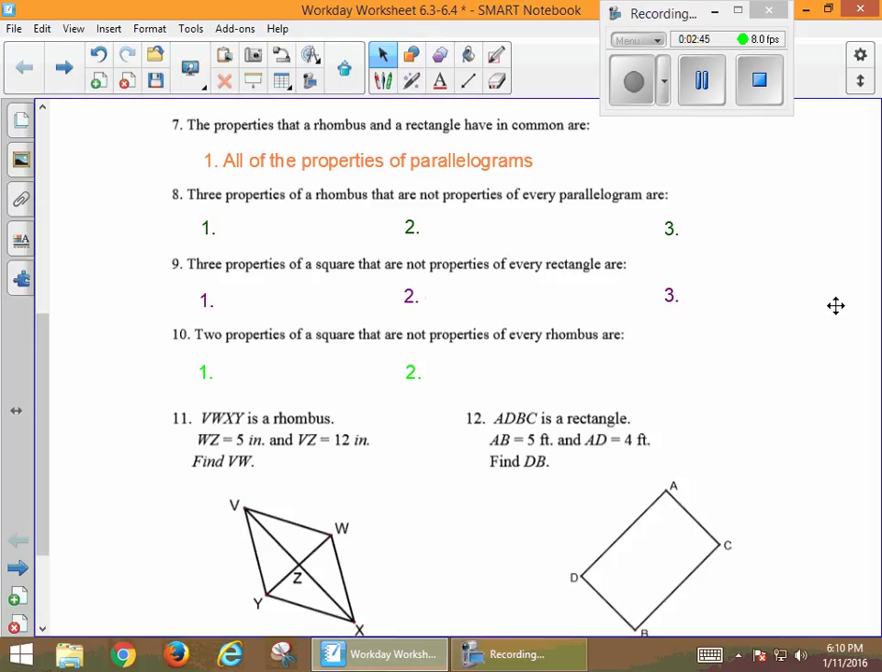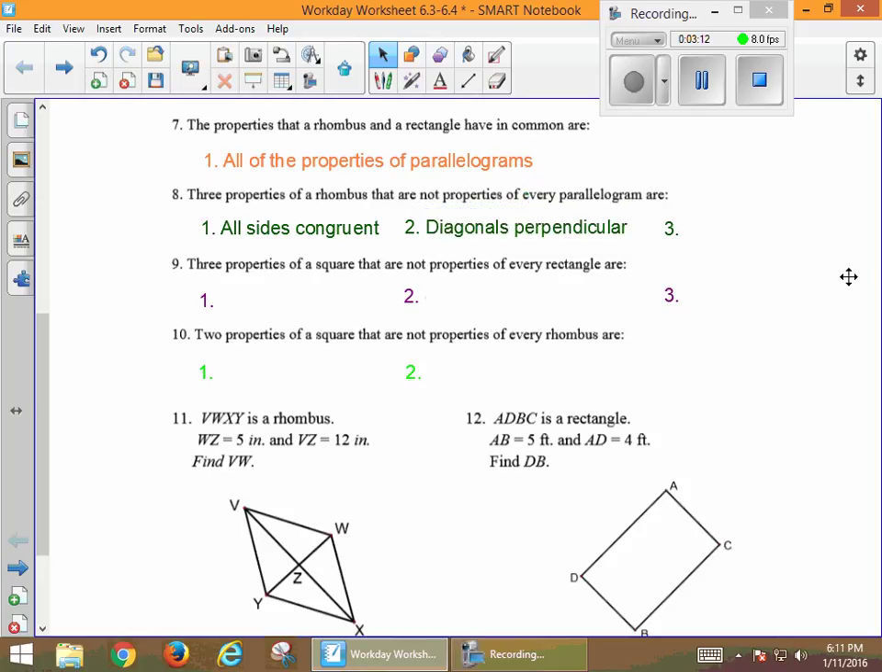Question number 8 asks for 3 properties of a rhombus that are not properties of every parallelogram. So in this question, they're really asking us what makes a rhombus special. And there are 3 things about a rhombus that makes a rhombus special. Number 1, all sides are congruent. In a rhombus, all 4 sides are the same length.